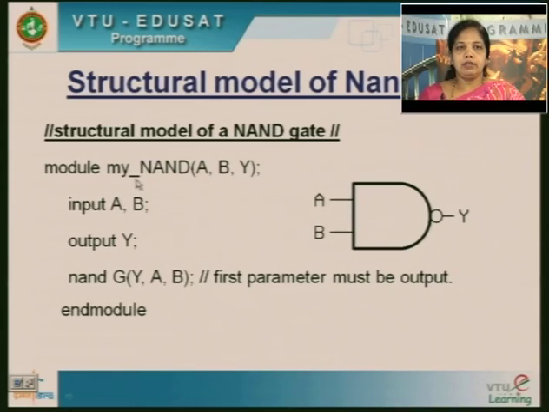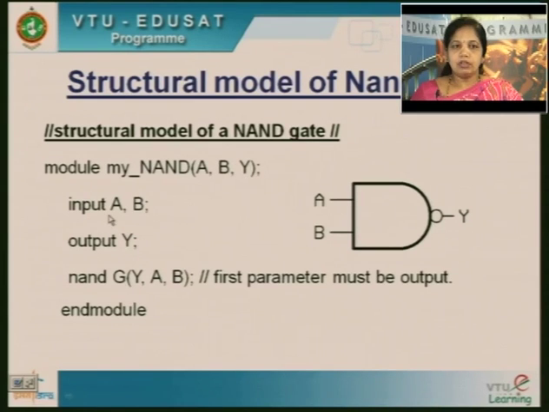Module. I have given the module name as my underscore NAND. You should not give it directly as NAND since it is a keyword. The module name should not be a keyword. Take care that the module name and the keyword are not the same. This is the port list. The port list is nothing but the set of inputs and outputs. You can see here A, B and Y are the three variables I have declared.